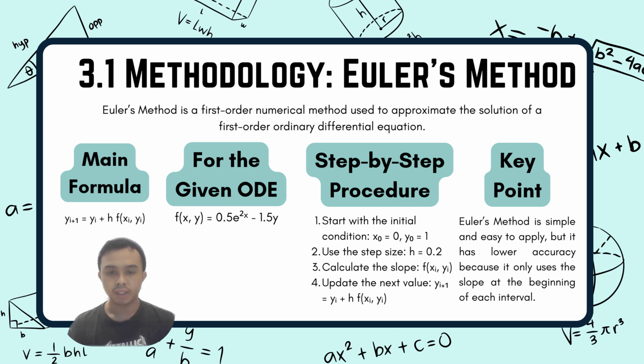For this project, the given function is f(x, y) = 0.5 e^(2x) minus 1.5 y. We start with the initial condition x0 equals 0 and y0 equals 1. The step size used is h equals 0.2.